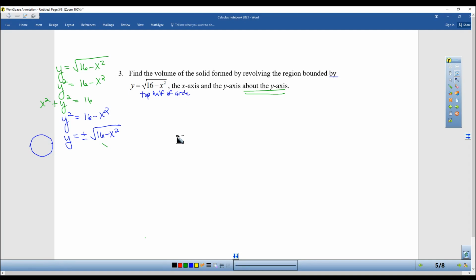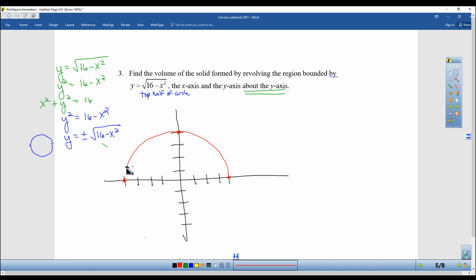So let's go ahead and graph that. 1, 2, 3, 4. It does have a radius of 4. Zero, zero, or not 0, 0. Negative 4, 0. So let's see if we can draw this well. It's not great, but it'll have to do.